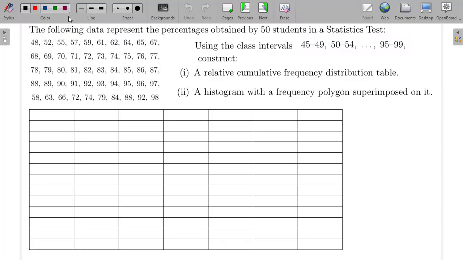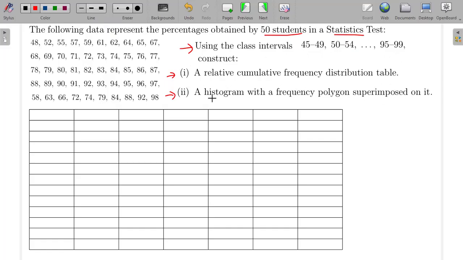Okay, so the question here says the following data represents the percentages obtained by 50 students in a statistics test. So you can see the marks here. So these are marks for 50 students. Okay, so the question now says using the class intervals 45 to 49, 50 to 54, and so on until you reach 95 to 99. Okay, construct one, a relative cumulative frequency distribution table. Two, construct a histogram with a frequency polygon superimposed on it.